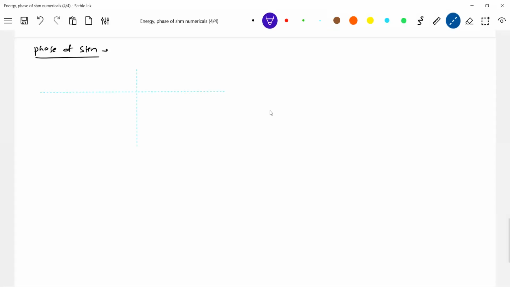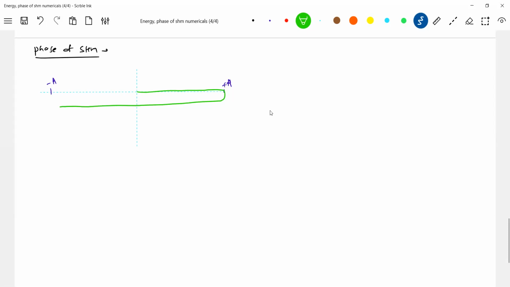Okay, this is plus C. This is minus C. So the particle will start from here, let's assume. Once again, I'm telling you, it will retrace its path. It's not that it will take a turn; it will go like this, then mean, then left extreme, again mean. This was the path the particle described.